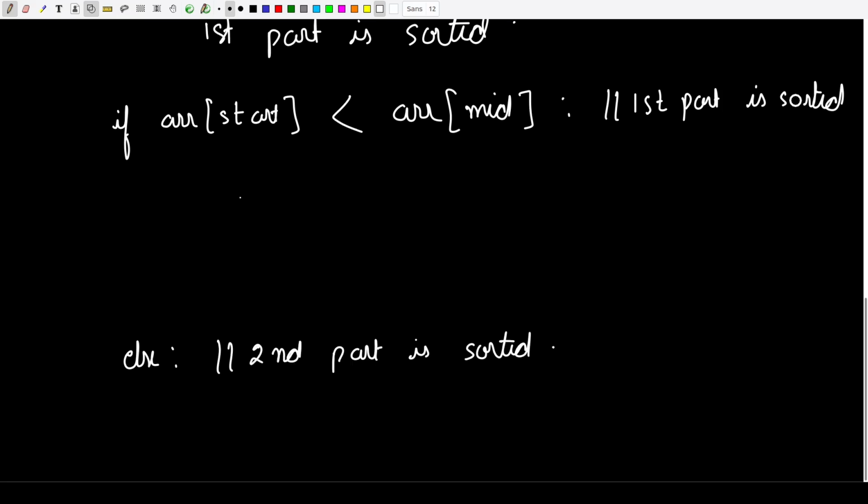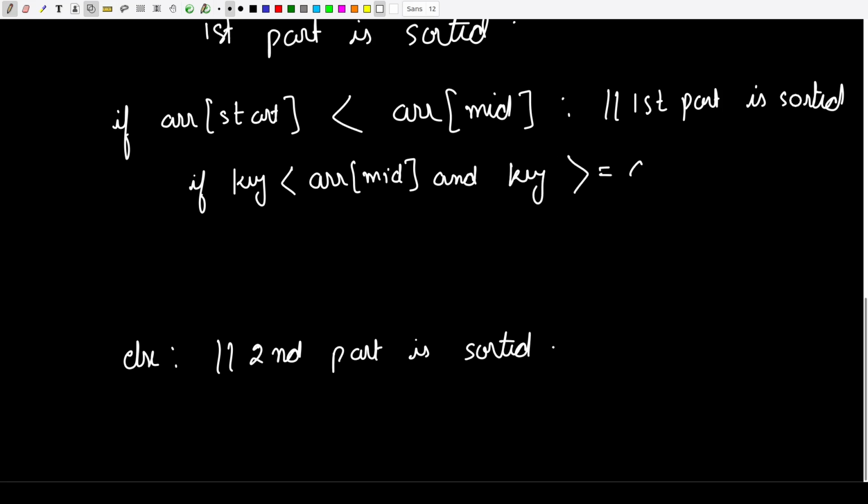So let us discuss the case where the first part is sorted and let us see how we will be able to find key within the array. It might be possible that the first part is sorted and key lies within the first part itself. That simply means key will be less than ARR mid and key will be greater than or equal to ARR start. And in this way, we are sure that the key lies within the first part of the array. Now, since the key lies within the first part of the array, the search also has to happen within the first part of the array, because of which we are going to update our end pointer, and the end pointer will be updated as end equals mid - 1.